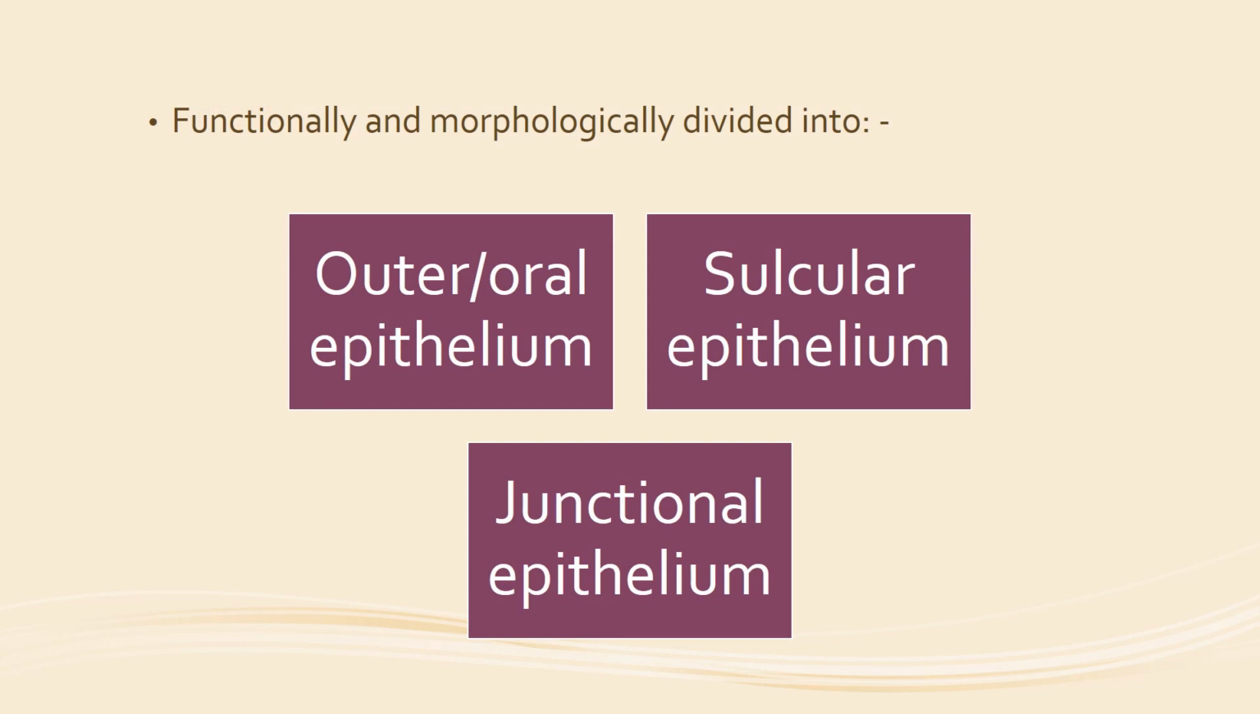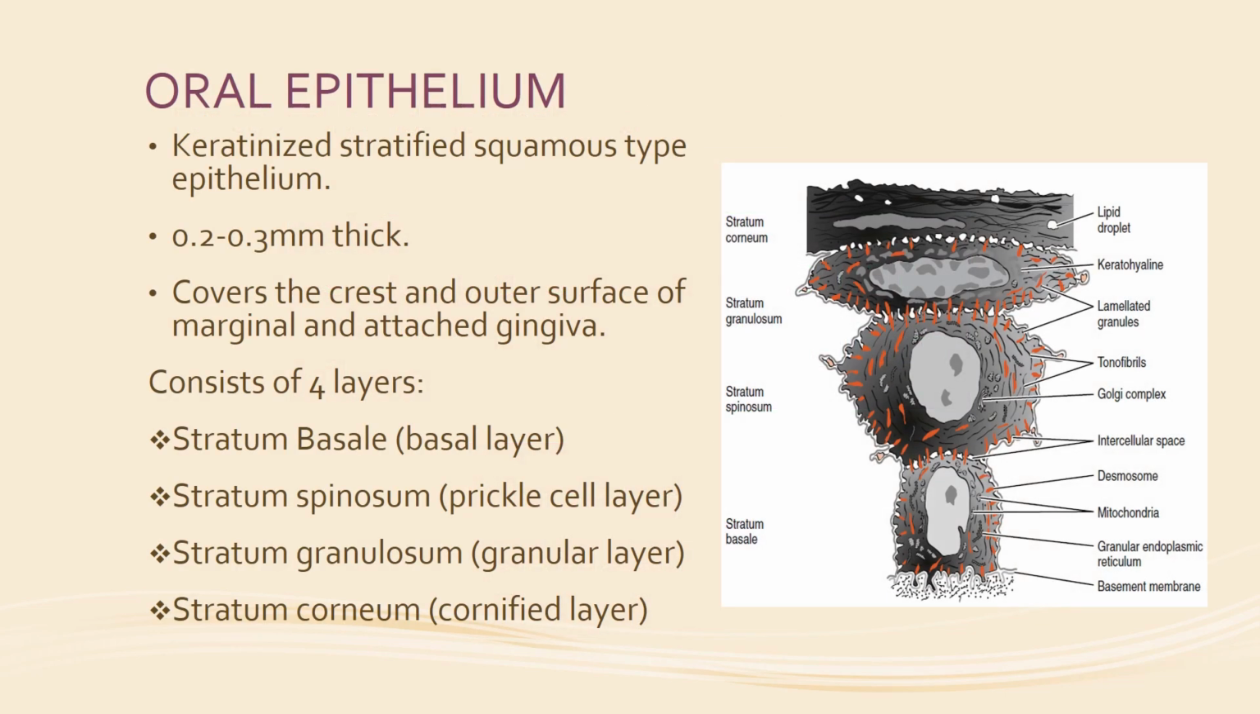The gingival epithelium is functionally and morphologically divided into outer or oral epithelium, sulcular epithelium and junctional epithelium. The oral epithelium is a keratinized, stratified, squamous type of epithelium with a 0.2 to 0.3 mm thickness, covers the crest and outer surface of marginal and attached gingiva, and consists of 4 layers. The layers are stratum basale, which is the basal layer, stratum spinosum, which is the prickle cell layer, stratum granulosum, which is the granular layer, and stratum corneum, which is the cornified layer.